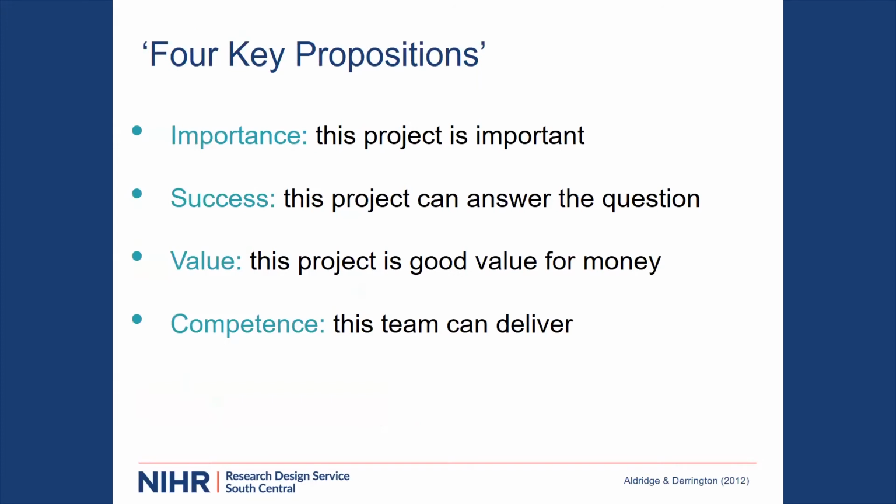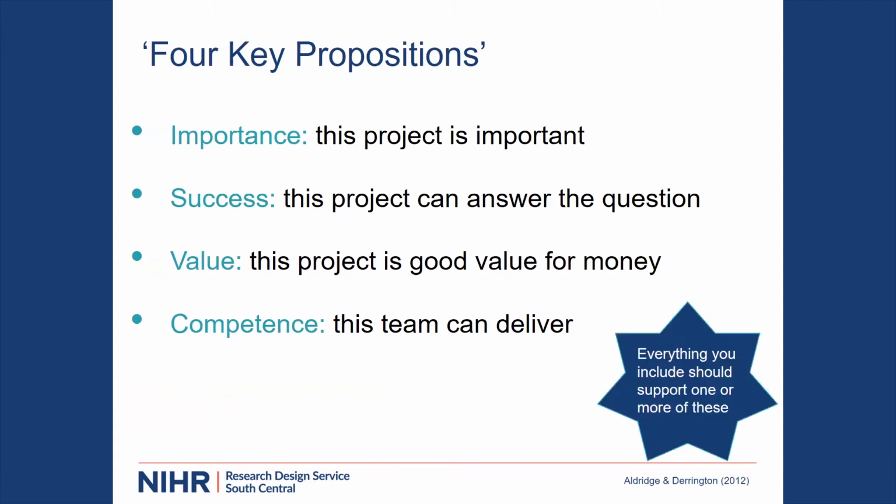In it, they talk about 4 key propositions. Firstly, the importance proposition. So this project is important. That's something you've got to convey. The success proposition. So this project can successfully answer the question. The value proposition. This project is good value for money. And finally, the competence proposition. This team can deliver the research. So everything you write in a grant application should really be supporting one or more of these propositions.